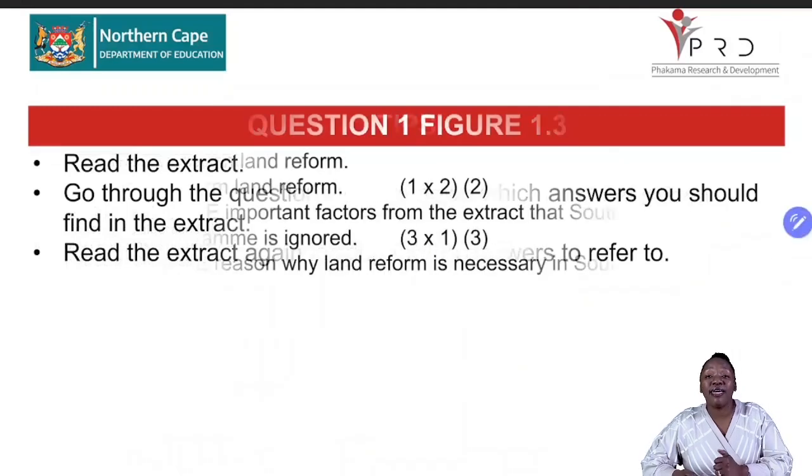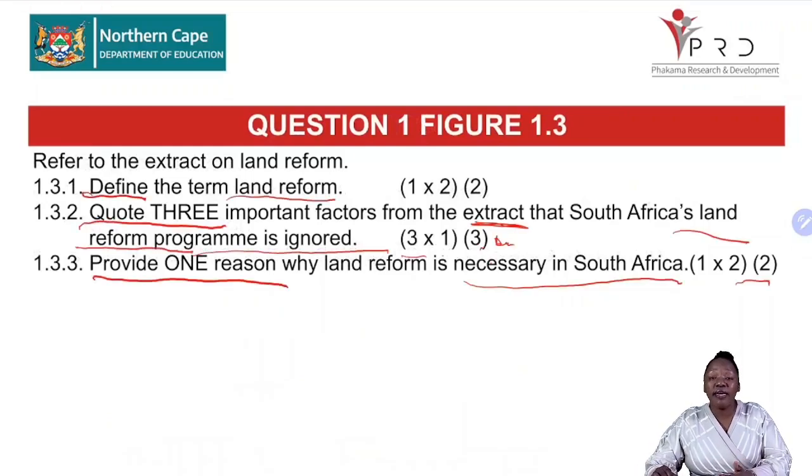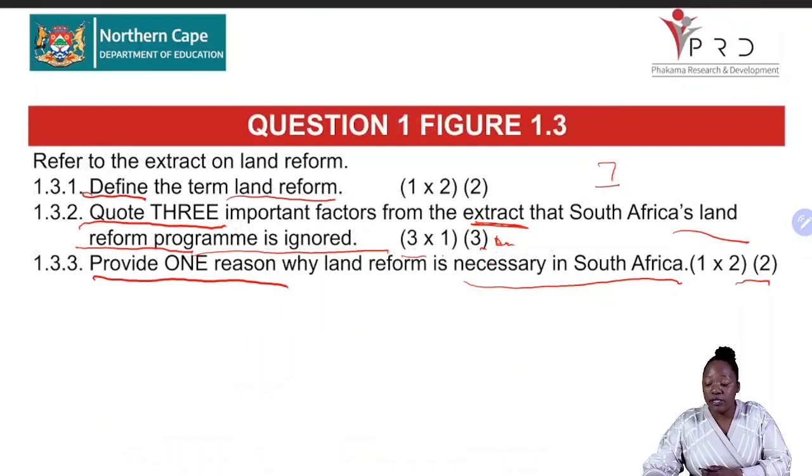I believe that we are done, girls and boys. Now you are well equipped to answer these 3 questions. Remember, with these questions, you get 2 marks, you get 3, which is now 5, and then answering the land reform is 7 marks. 7 marks just for 3 questions. So I'm going to give you 8 minutes to answer these 3 questions, because you still need to go back to the extract to quote the important factors. So after this, we'll then be able to do our corrections.